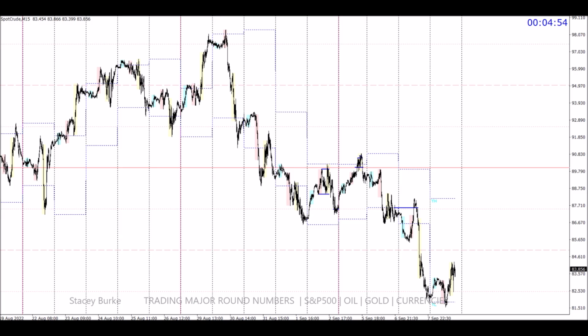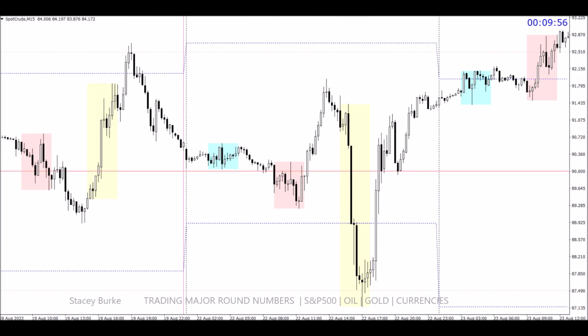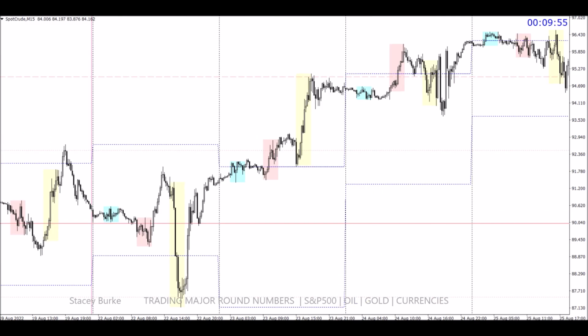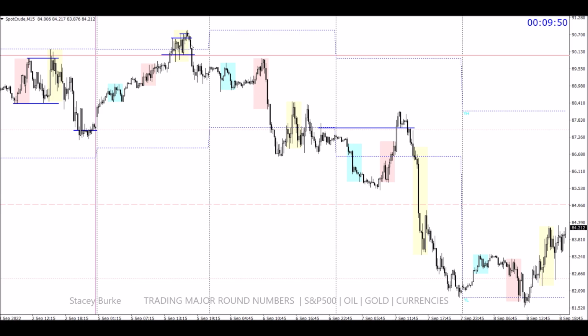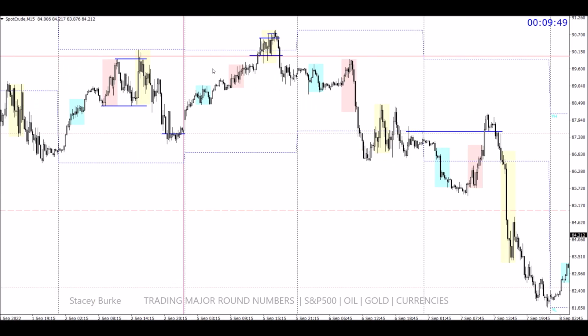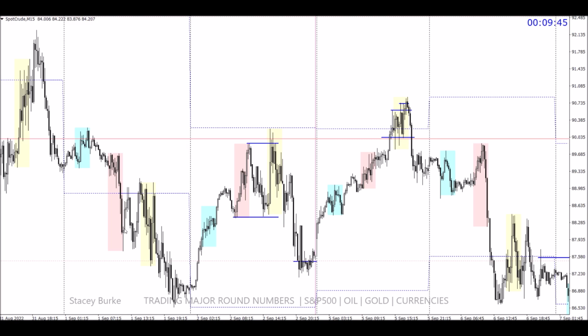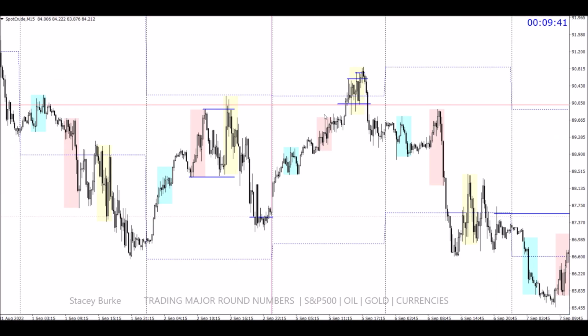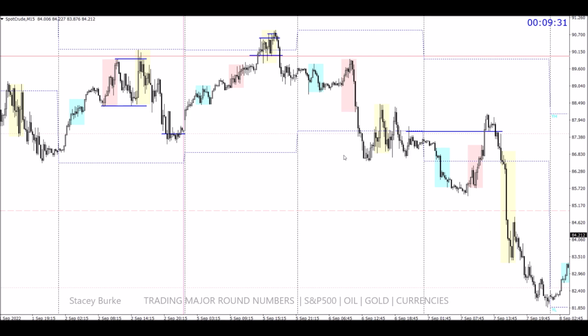Spot crude oil, just again demonstrating the major quarter levels on oil, similar to NASDAQ, S&P. Week starts off on Monday, trades above. Again, we have a new month, day 1, day 2, day 3, third day of the month, breaks above the major round number levels for a high of the day US session. Short trade, high of the week, high of the day at major round numbers.